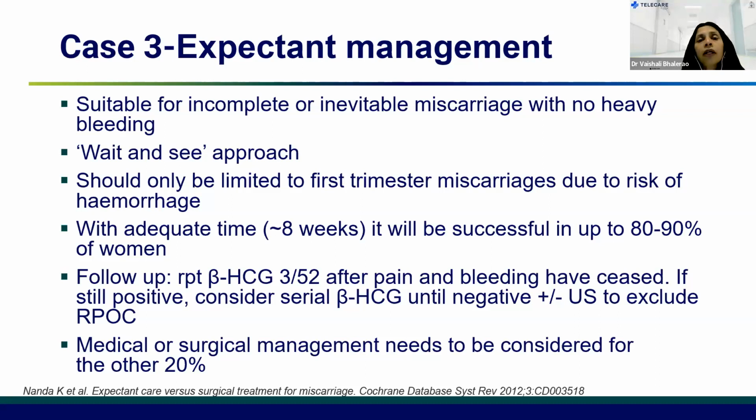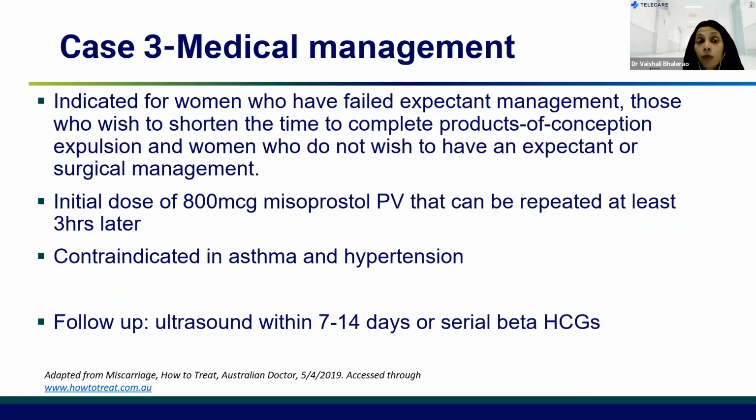Medical or surgical management needs to be considered for the rest of the 20%. Medical management is indicated for women who have failed expectant management, those who wish to shorten the time to complete expulsion of products of conception, and women who do not wish to have expectant or surgical management. So the initial dose is 800 microgram misoprostol per vaginal. If a woman is bleeding, you can give it orally or sublingually. That can be repeated at least 3 hours later. Contraindicated in asthma and hypertension, and follow up with an ultrasound scan within 7 to 14 days or serial beta HCG level.